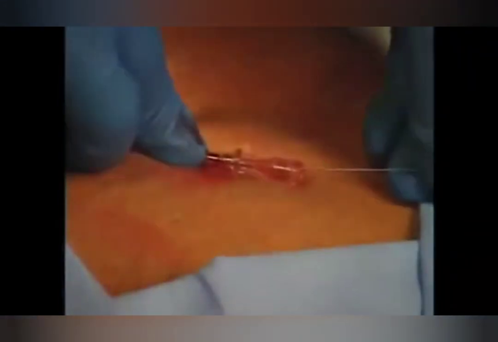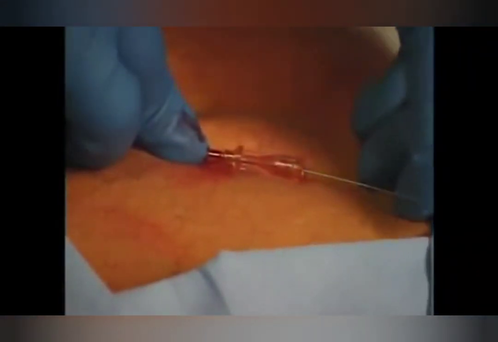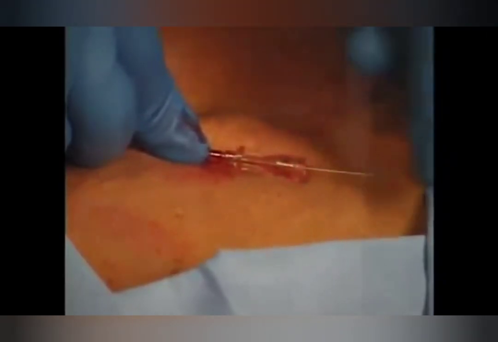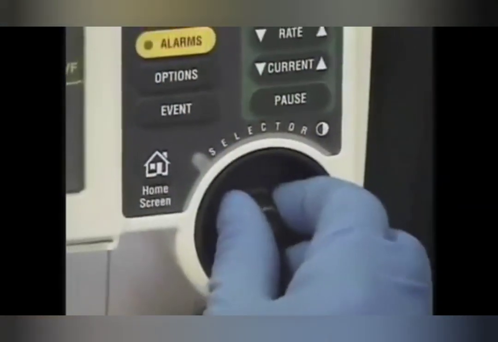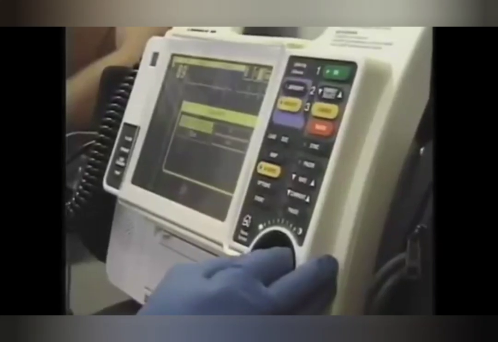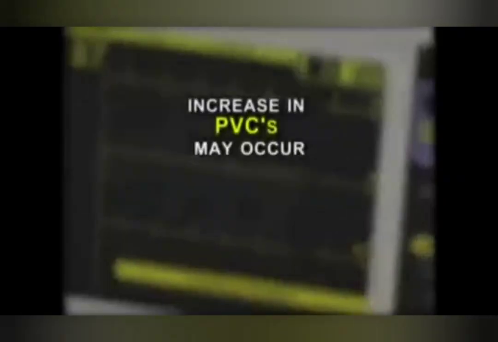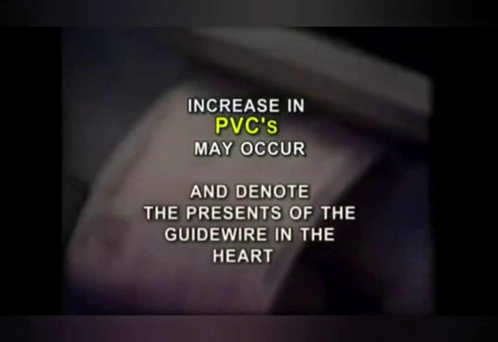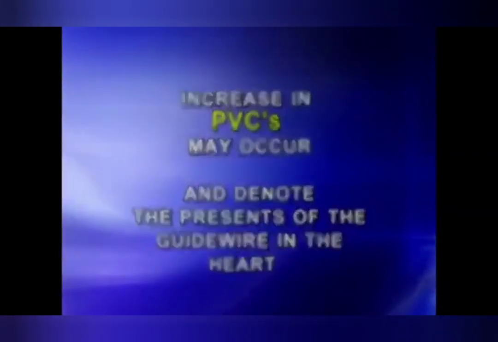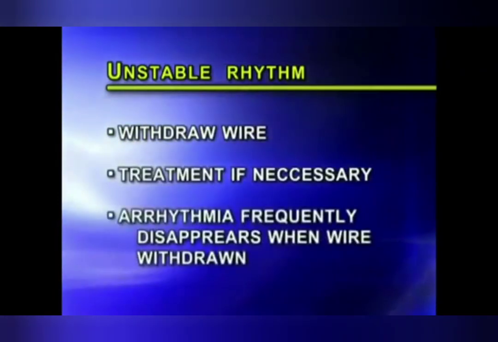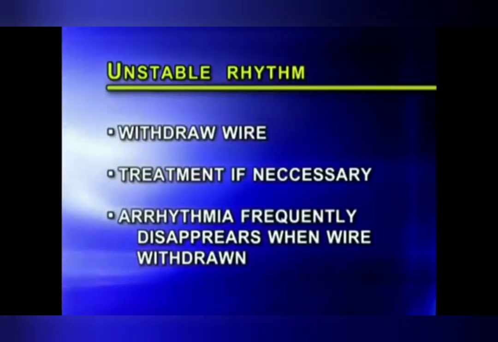After successful cannulation of the vein, the guide wire is then advanced through the needle into the vein. At this point, cardiac monitoring with an audible EKG tone is essential to note the development of any arrhythmia. An increase in PVCs may occur and denote the presence of the guide wire in the heart. If an unstable rhythm should develop, the wire should be immediately withdrawn and treatment instituted if necessary, although the arrhythmia frequently disappears when the wire is withdrawn.